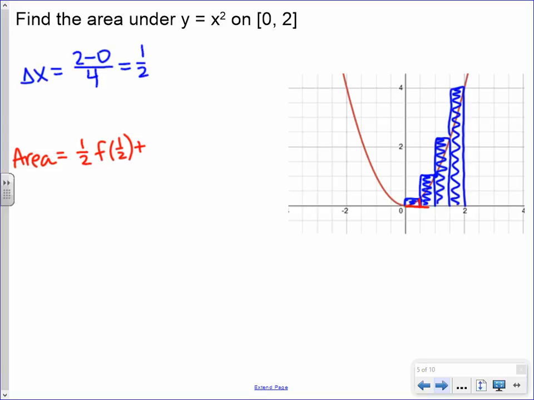This rectangle right here has width of 1/2. The right side, we're getting the function value of 1 for its height. This third rectangle goes from 1 to 3/2, but on the right side is 3/2. So we're getting its height from the function value of 3/2. And then this last rectangle has width of 1/2. And then we're getting its function value from the right side of 2.